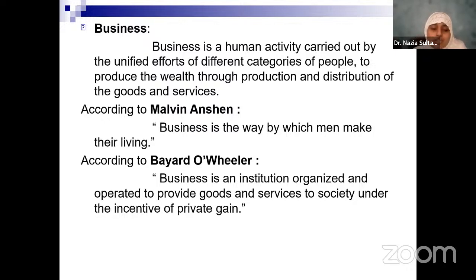Let us see these two definitions. Melvin Hansen says, business is the way by which men make their living. So to live, we engage in different types of livelihood activities.